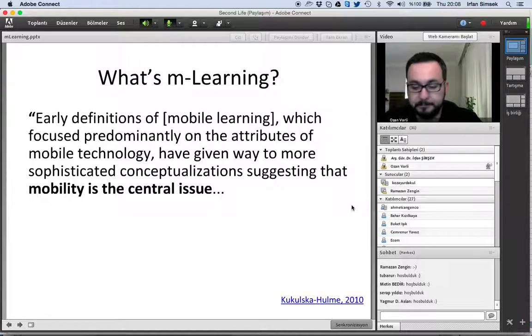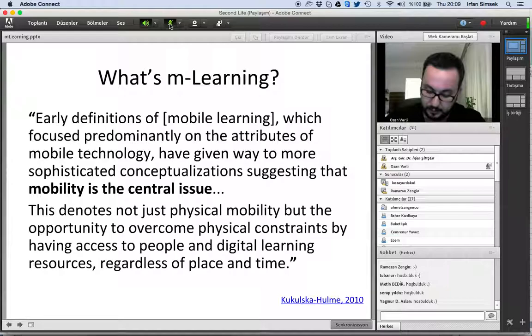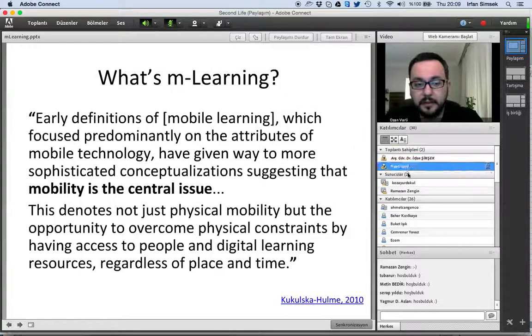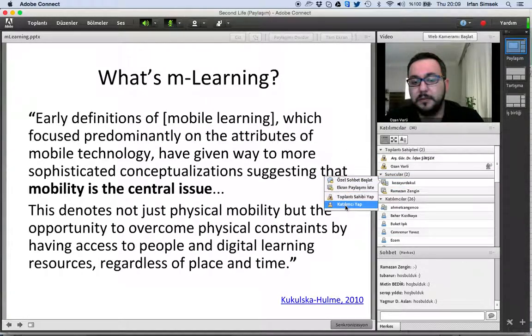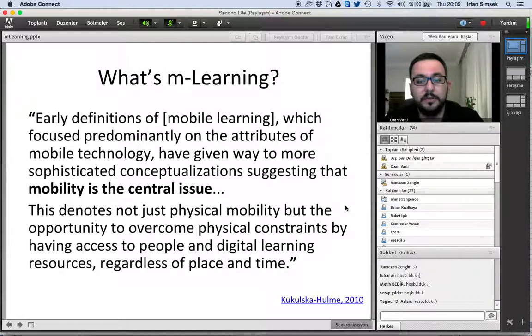According to Kukulska-Hulme, one of the pioneering researchers in the field of mobile assisted language learning, early definitions of mobile learning, which focus predominantly on the attributes of mobile technology, have given way to more sophisticated conceptualizations suggesting that mobility is the central issue. And according to her, this idea denotes not just physical mobility, but the opportunity to overcome physical constraints by having access to people and digital learning resources regardless of place and time.